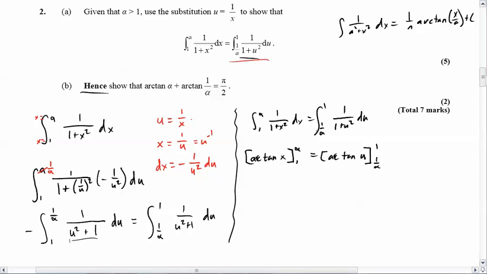So we go ahead and work this out. We get arctangent of alpha minus arctangent of 1 equals arctangent of 1 minus arctangent of 1 over alpha. Now, who knows what arctangent of 1 is? Ooh, I do, Mr. Bower. I know what arctangent of 1 is. Arctangent of 1 is pi over 4. And you should be able to figure that out.